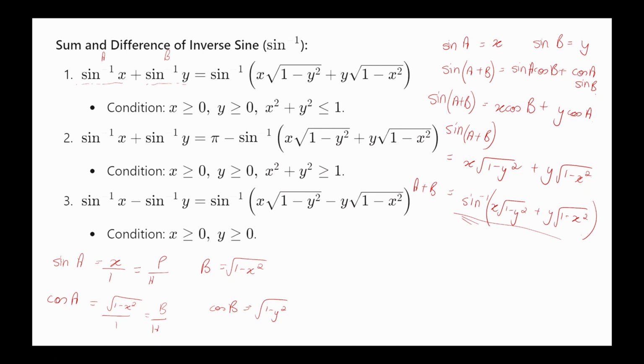So of course, you can use such steps to prove these inverse trigonometric properties. But again, as I mentioned, it is recommended that you remember all these properties. Similarly, if your condition is x square plus y square greater than or equal to 1, then your answer would become pi minus sine inverse of the same thing. If you have minus, then instead of plus in between, you would simply have a minus sign. So keep the conditions in mind as well.